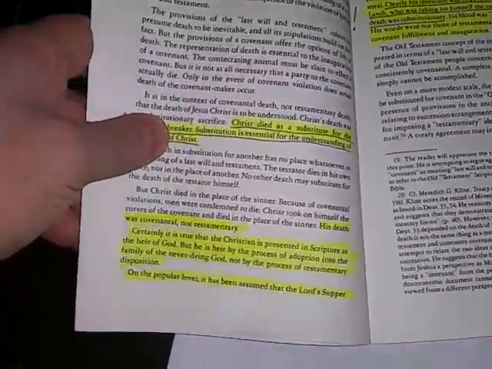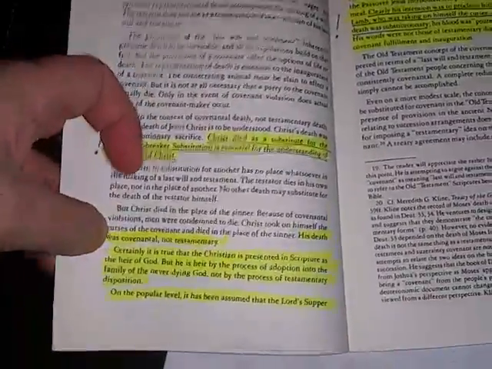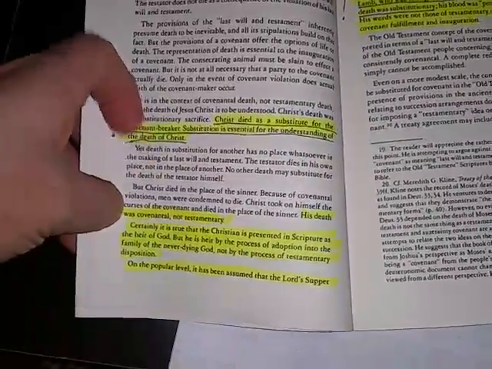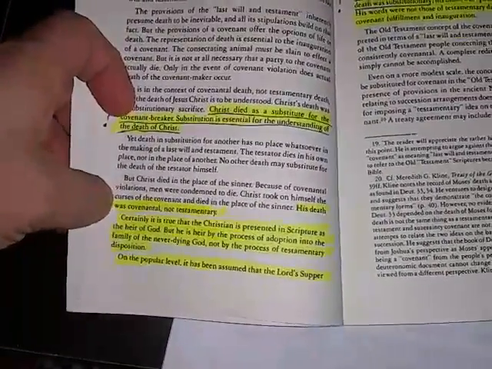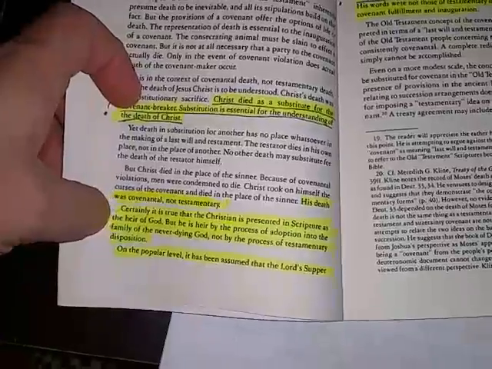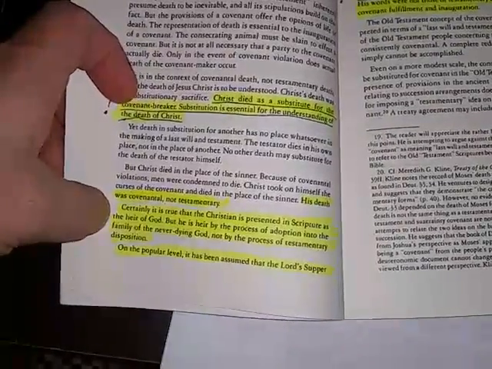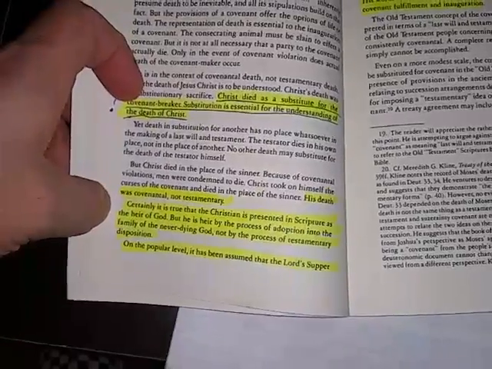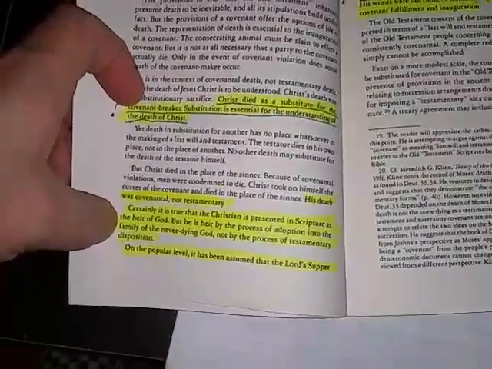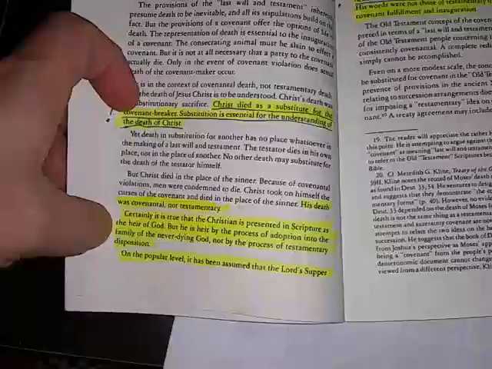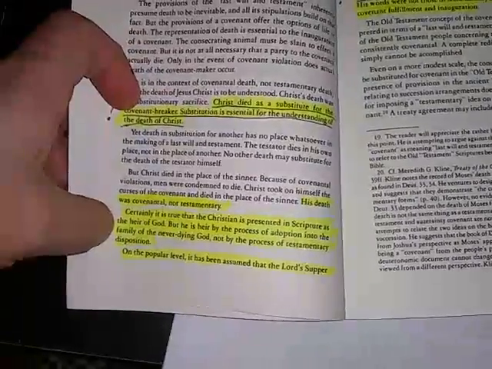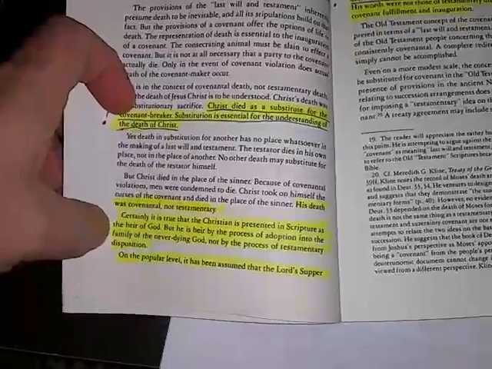He says his death was covenantal, not a testament. And this is why he thinks it's important to see a difference between a covenant and a testament, because of the death of Christ. Certainly it's true that the Christian is presented in Scripture as an heir of God, but he is heir by process of adoption into the family of the never-dying God, not by process of testamentary disposition.